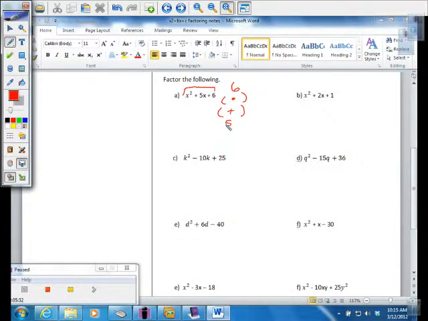So I hear 2 and 3. I also hear 6 and negative 1. So let's look at this. This is what I know. I have 1 and 6 and 2 and 3. These are my only two options.